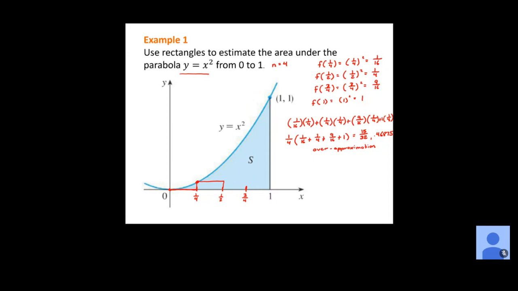Okay, then I'm going to do the same thing at 1/2. I'm going to follow that up here. Then I'm going to make sure that my rectangle is completely under the curve. And then finally at 3/4, I'm going to go up here. And again, just make sure that that rectangle is completely under the curve.